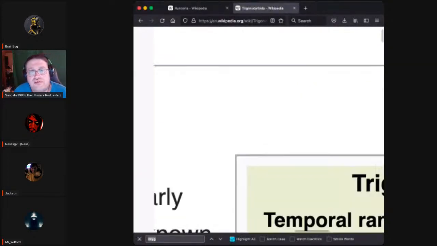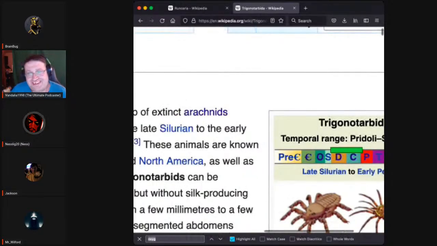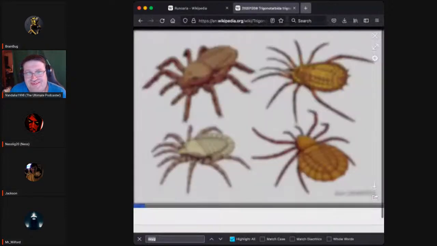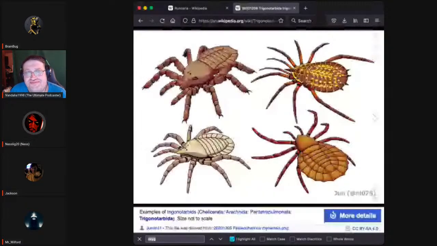Zoom in, a little too much zooming in. I mean, maybe I can just click on the image. So let's see here. There we go. And they look like giant ticks or mites. Yeah, these things look like ticks. I don't know how large they are.